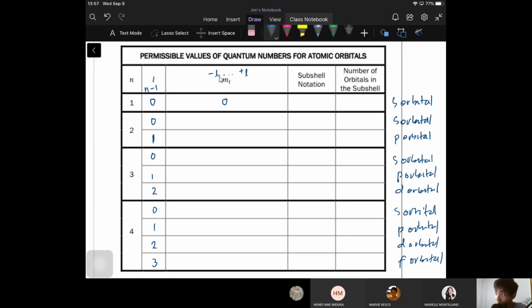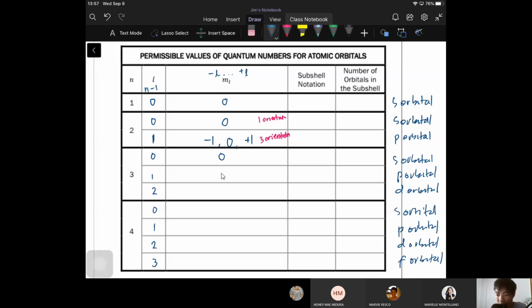Remember yung ML value ay negative L to positive L lang. So kapag 0 uli yan, again, 0 lang yan. No? Wala naman negative at positive 0. Kapag ang L ay 1, ano yung possible values for ML? Negative 1, 0, positive 1. Okay, so remember that. Ano meaning yan? Meaning yan, tatlong orientation pwede. Okay, so yun lang yung idea. Ito, isang orientation lang. Okay, so yun.